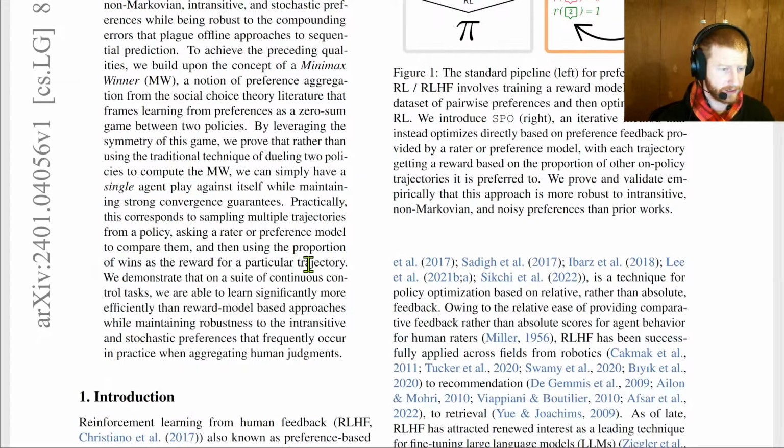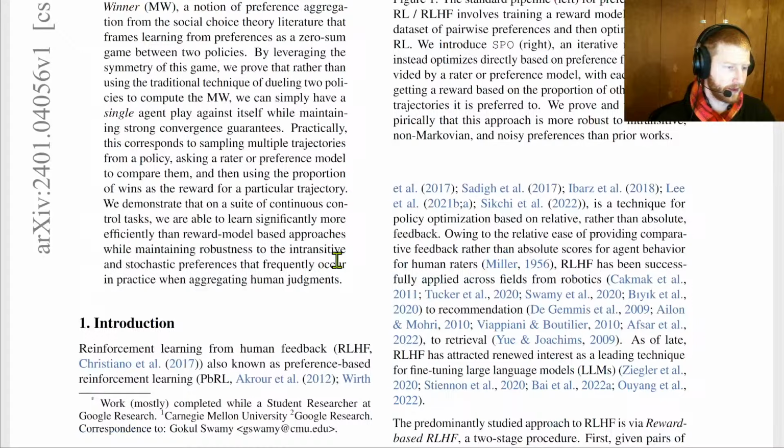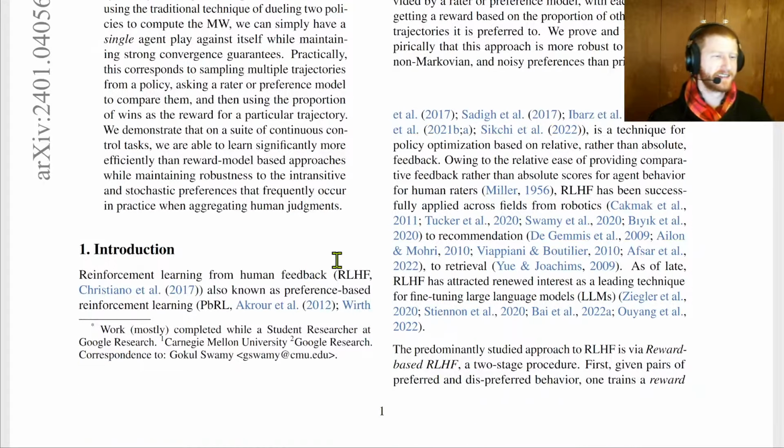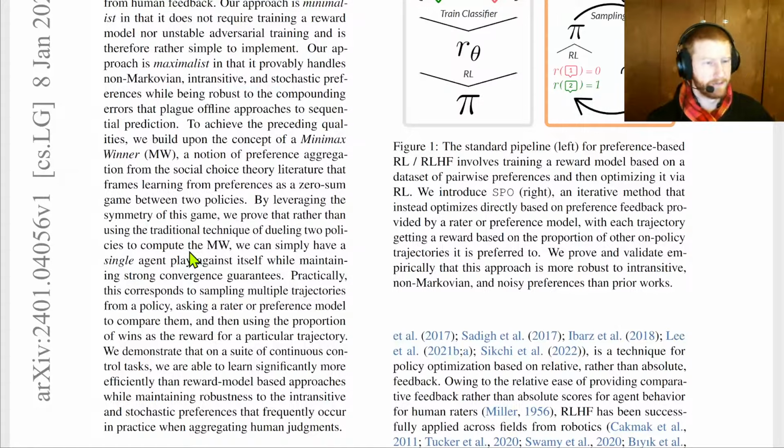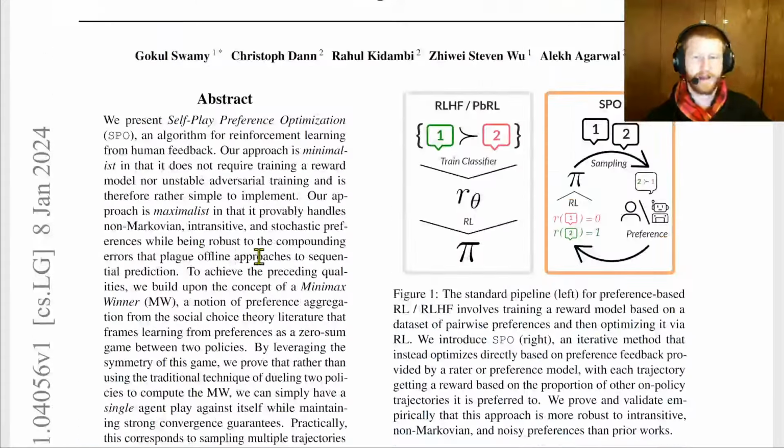That's great. It corresponds to sampling multiple trajectories from a policy, asking a rater or preference model to compare them, and then using the proportion of wins as the reward for a particular trajectory. Okay. Sounds like we might be a little bit deep in the reinforcement learning choice theory, but also that this might be a pretty promising paper, and they do keep saying simple, easy, minimalist. So let's take a look at the pretty picture.